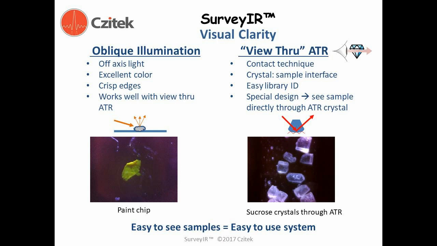A unique feature of SurveyIR is the ability to observe specimens through the diamond internal reflection element and also observe contact with the sample. Attenuated total reflection spectroscopy is a contact method which provides ease of use and simplicity in the measurement. Samples can be identified through searching of library spectra as with other infrared spectroscopic methods.